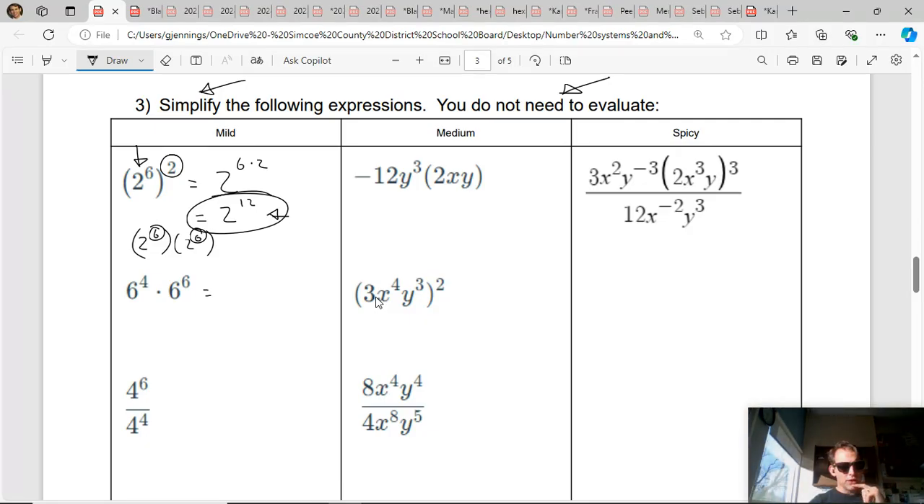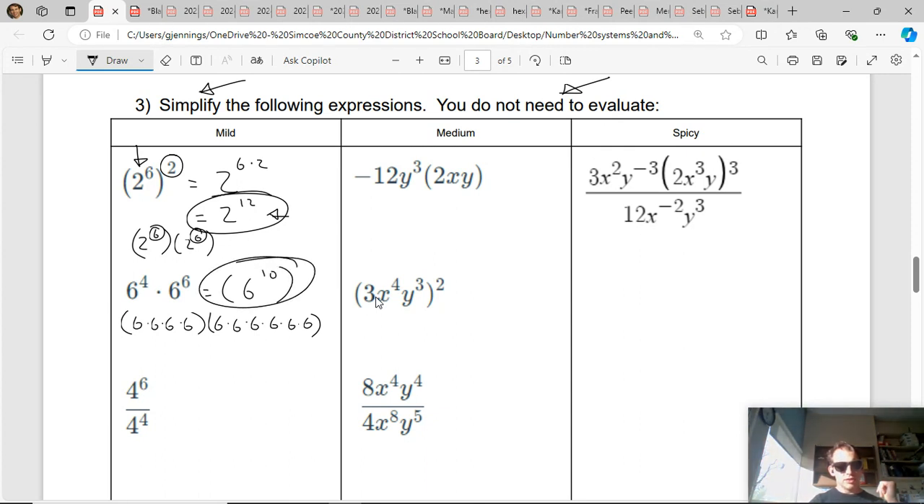All right, this one, 6 to the 4 times 6 to the 6. Again, I could do 6 times 6 times 6 times 6 times 6 times 6 times 6 times 6 times 6 times 6. Someone shake Mr. Jennings, he's broken. Okay, that's 6 to the 10. 10 copies of 6, because here we add the exponents. 6 to the 4 plus 6 is my exponent. 10.